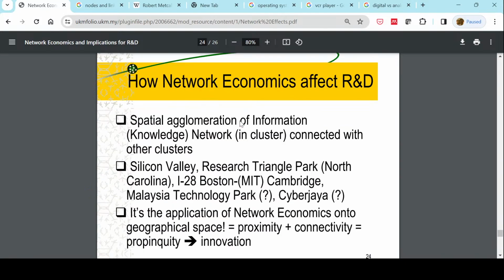How does network economics affect R&D? Spatial agglomeration of information, knowledge networks in clusters connected with other clusters. That's why there is a Silicon Valley. They cluster there. Tech companies cluster because of the externality, the spillover of technology through contract research, through formal and informal channels. Informal, I go to a coffee shop, I go to a restaurant, I happen to speak to someone.